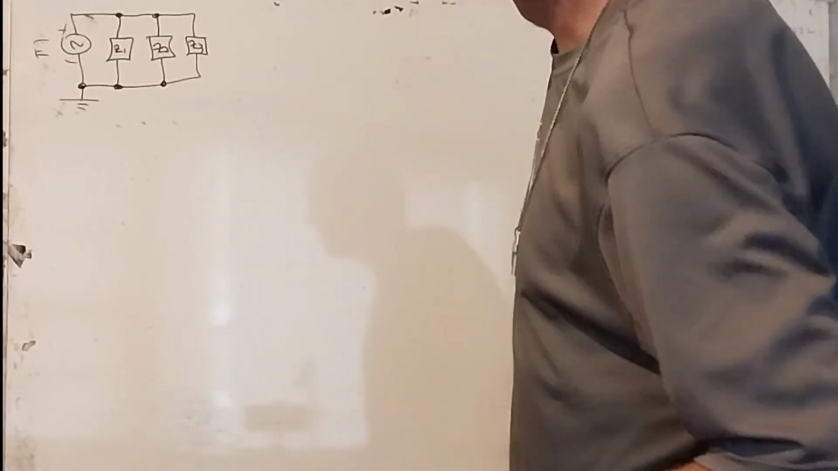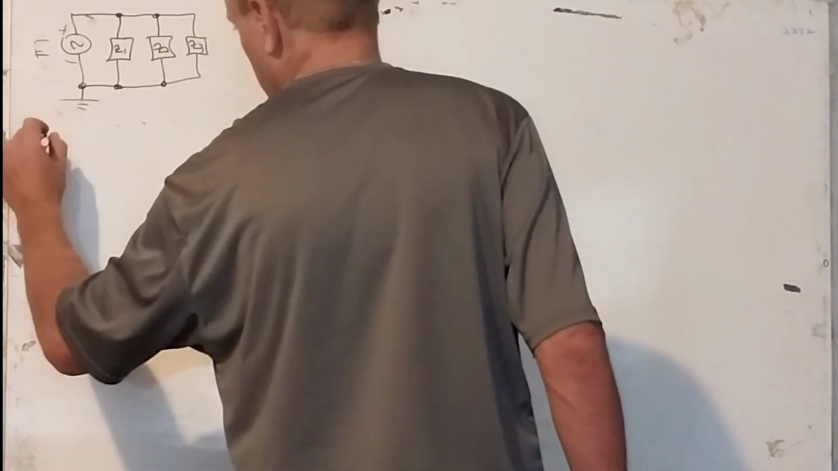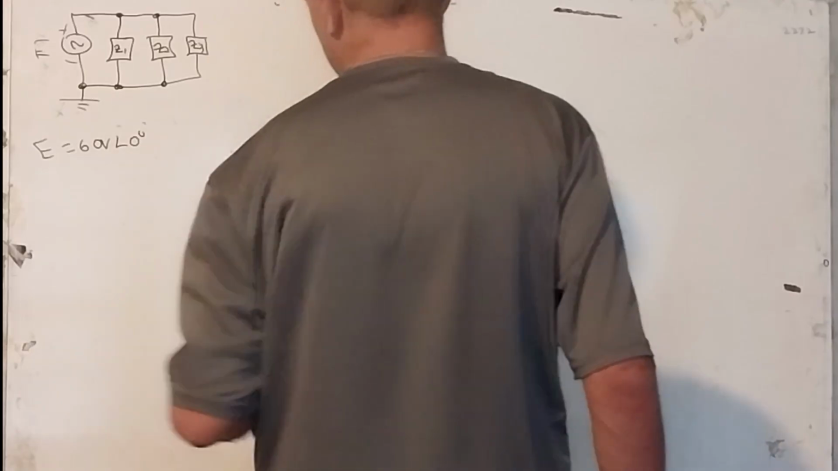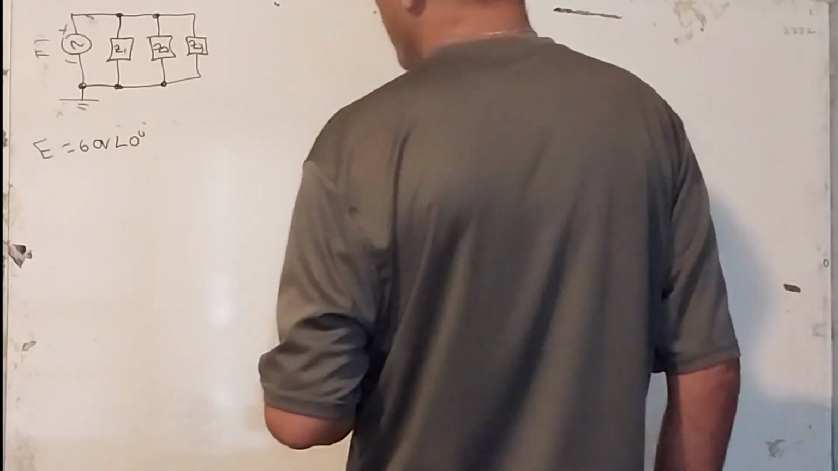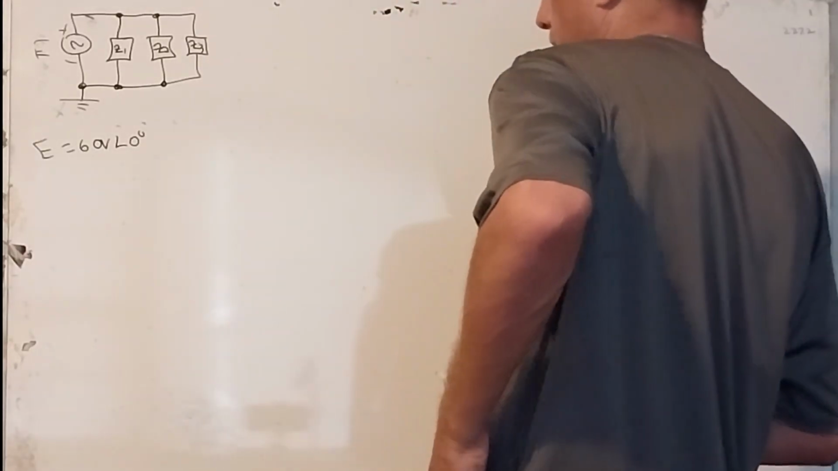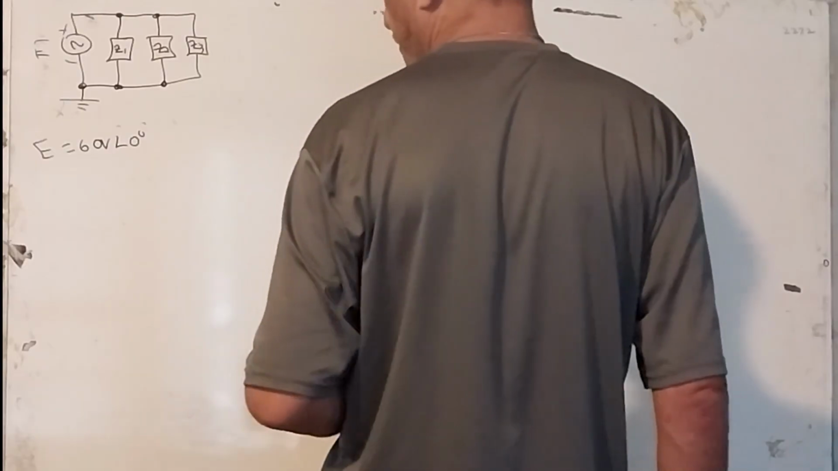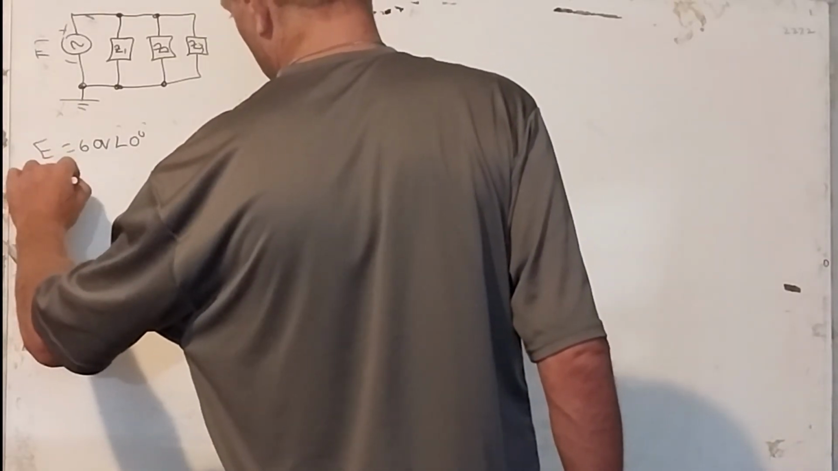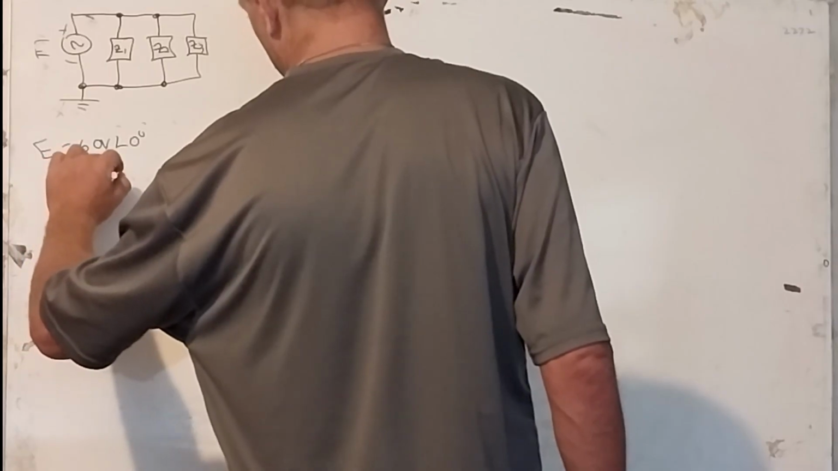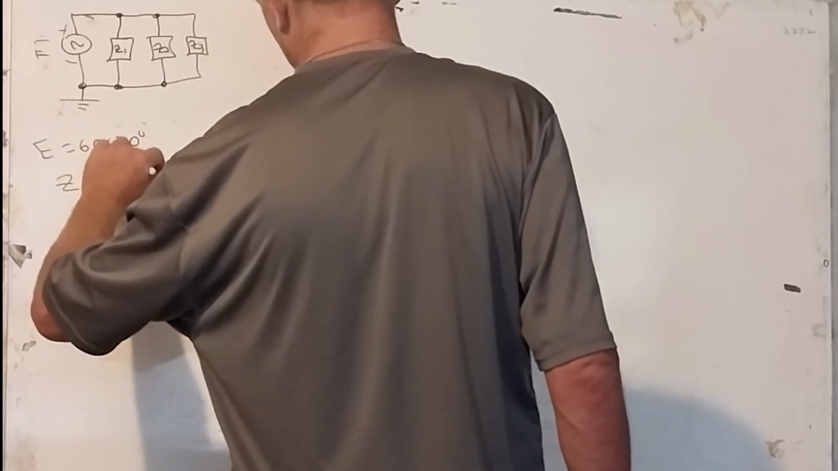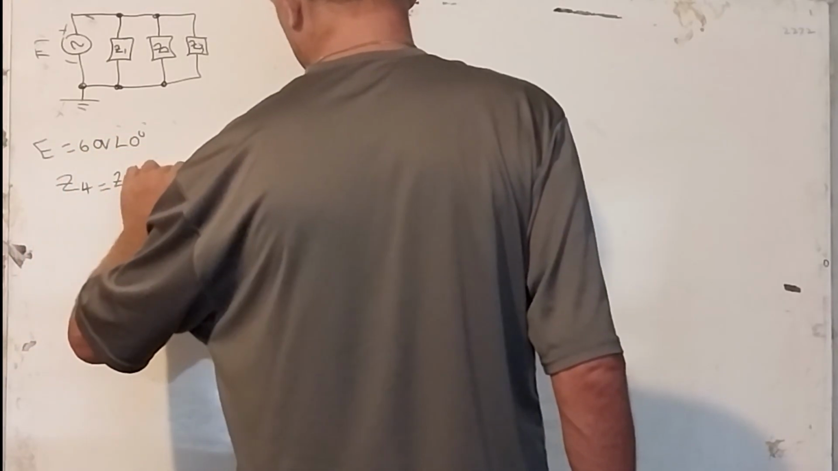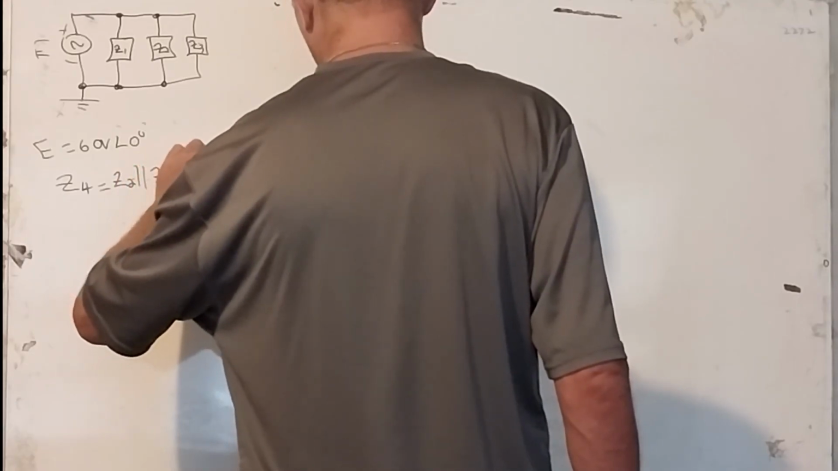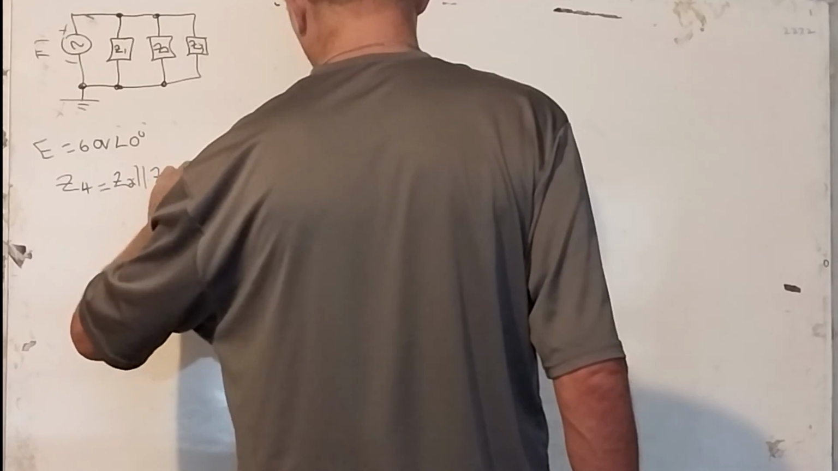All right, RE is actually 60 volts, and angle 0 degrees. Let's do Z2 in parallel with Z3. So let's just make that Z4. That's equal to Z2 in parallel with Z3. And that's equal to Z2 times Z3 over Z2 plus Z3.